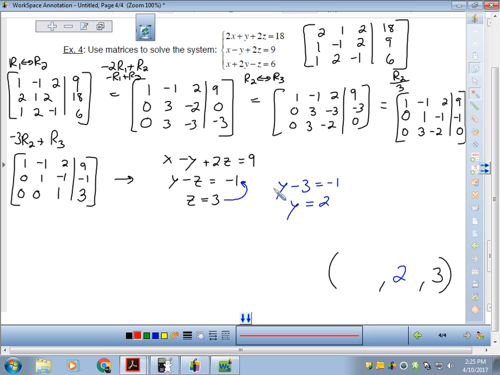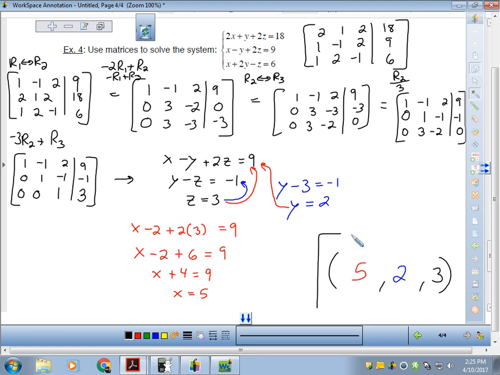And then to find the x, we take the z and plug in up here, and we take the y and plug in up here. And so we have x minus 2 plus 2 times 3 equals 9. So x minus 2 plus 6 equals 9. Combining those, we get x plus 4 equals 9. Move the 4 over, x equals 5. And so there is our answer, 5, 2, 3.